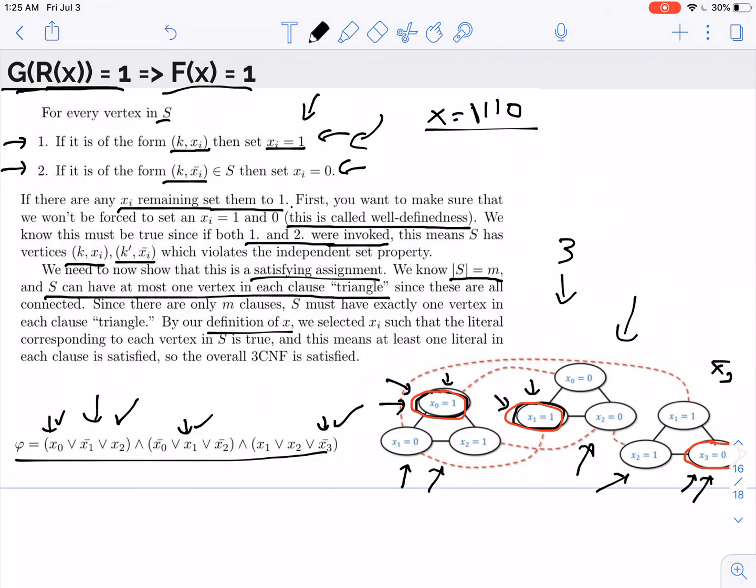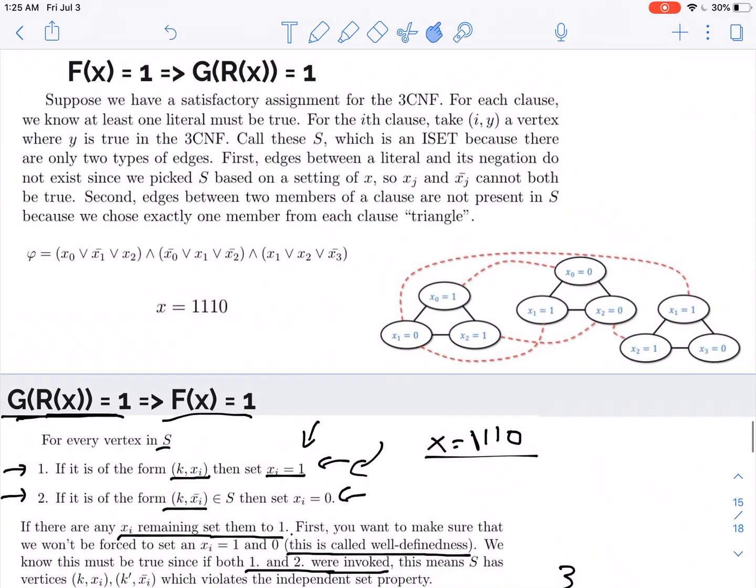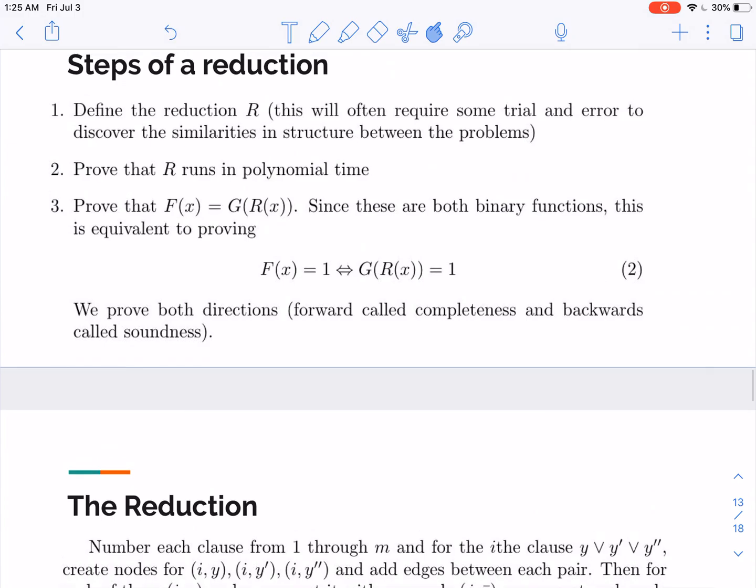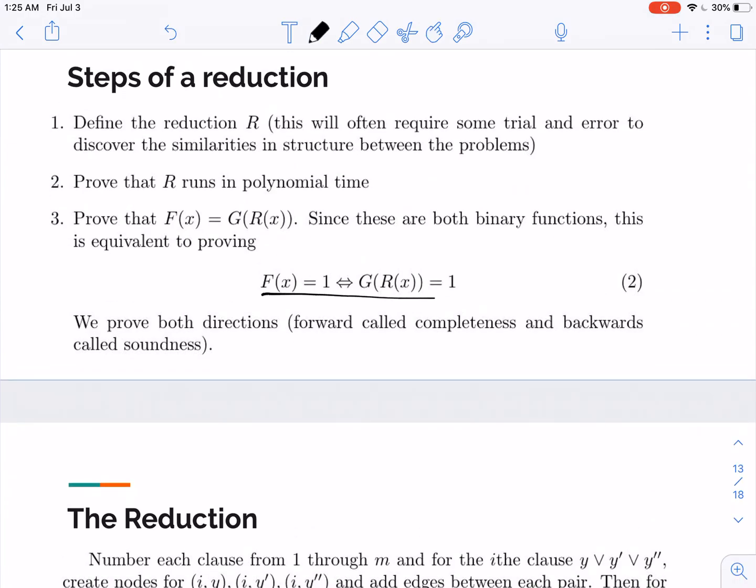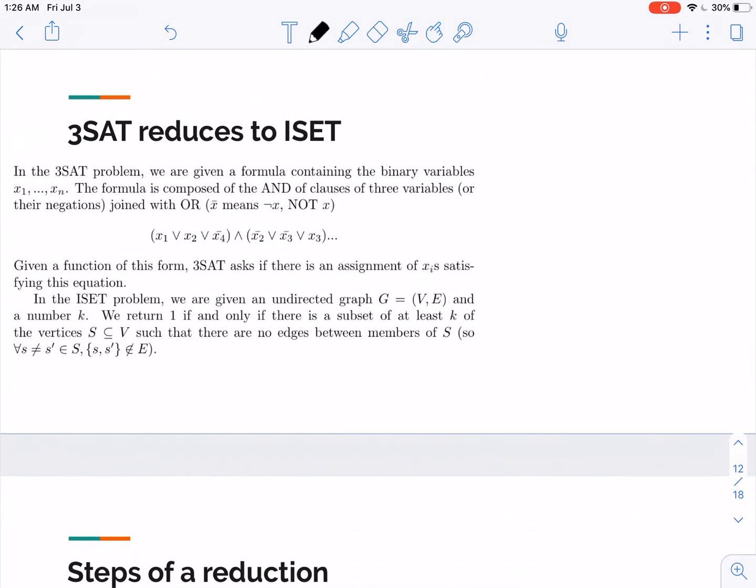But now we've proven both directions, right? So we've proven that f of x equals g of r of x, and that's exactly what we want to prove, and that completes our proof. And this is really interesting because basically what we've proven is if we get some 3CNF f, in polynomial time, we can convert that into some graph and then use a solver for the I-set problem to just solve the original problem. So solving 3-SAT is as easy as solving I-set. If we knew how to solve I-set, we would also know how to solve 3-SAT. And that allows us to have a comparison between two problems that really seemed very different at first.